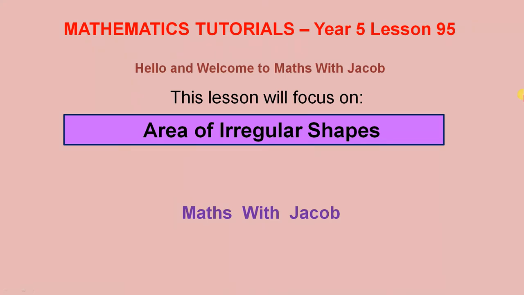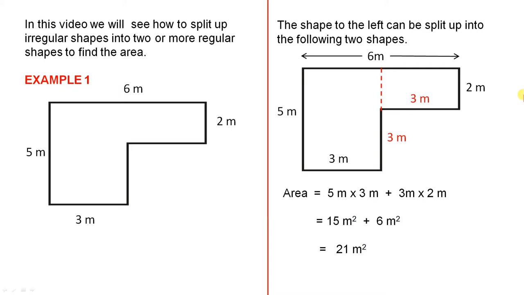This lesson will focus on area of irregular shapes. In this video we will see how to split up irregular shapes into two or more regular shapes to find the area. So let's look at example 1. Very straightforward shape. All these angles here are right angles and the measurements are in meters.